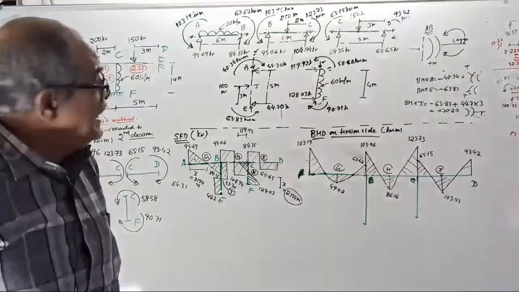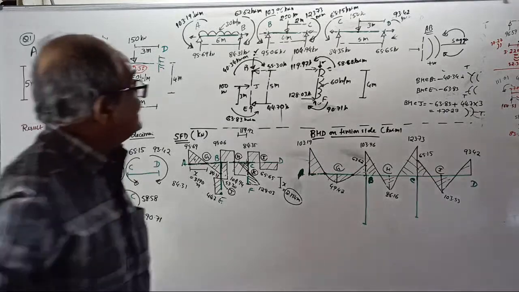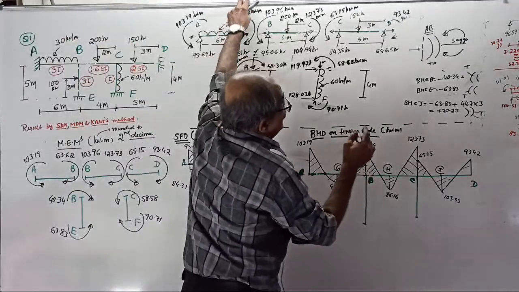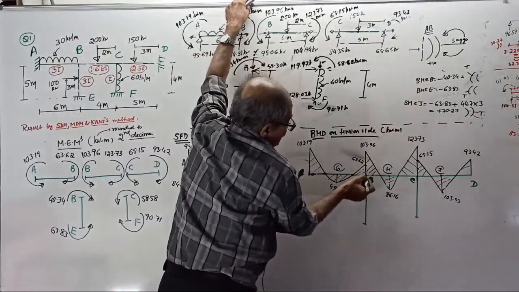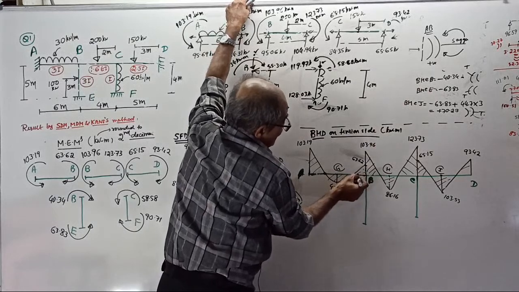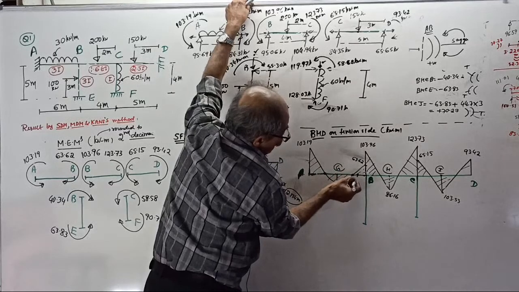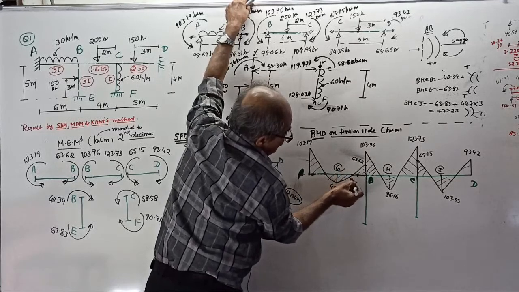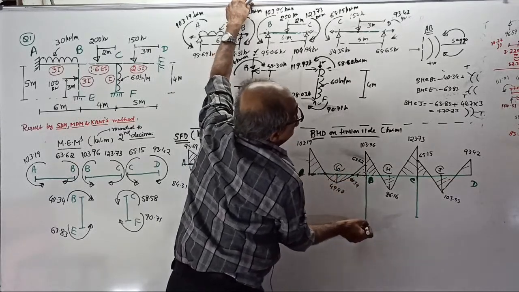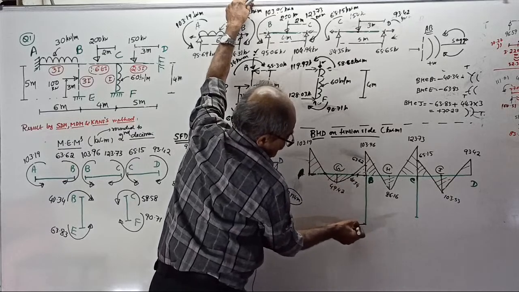Tension comes on the right or left side? Right side. Okay. Now BMD. See, at the top tension is left side. How much is the answer? It is 40.34. Space is not there. 40.34. Here also tension is on this side.